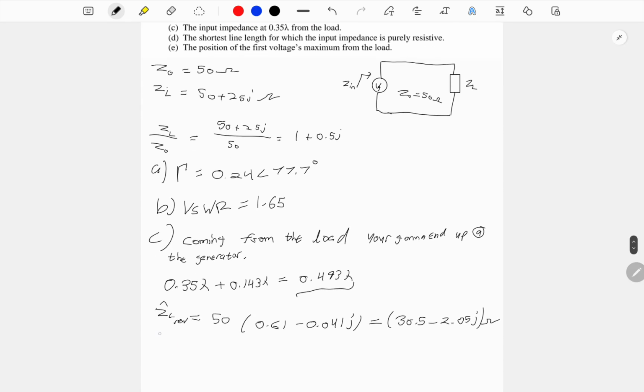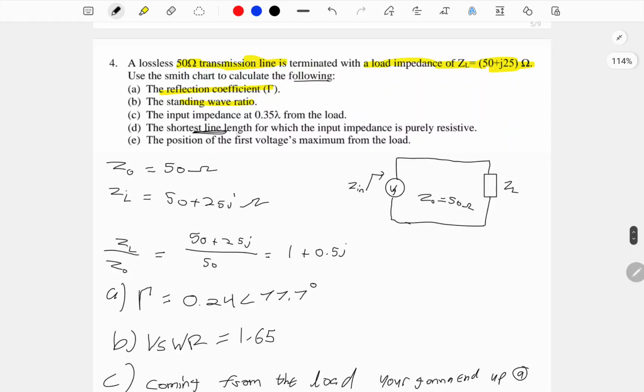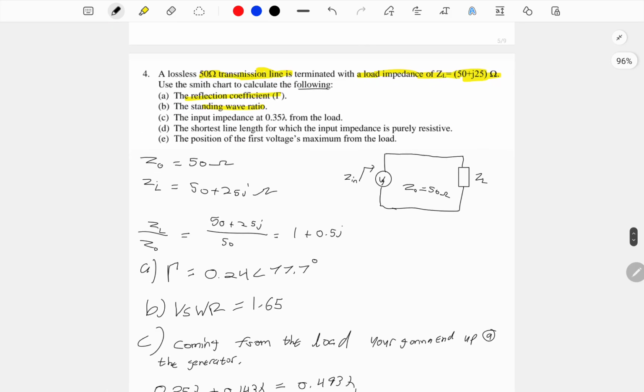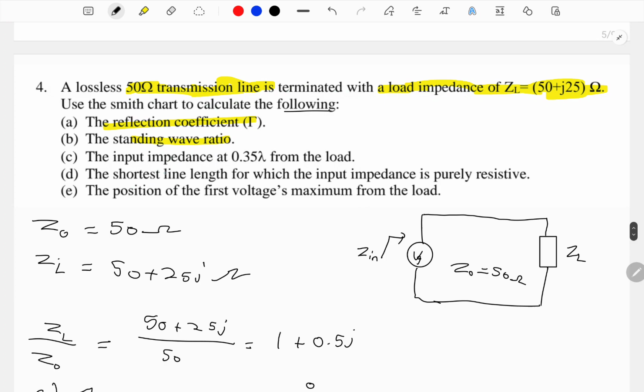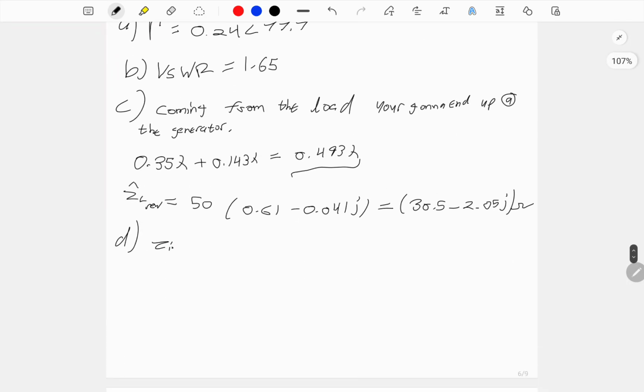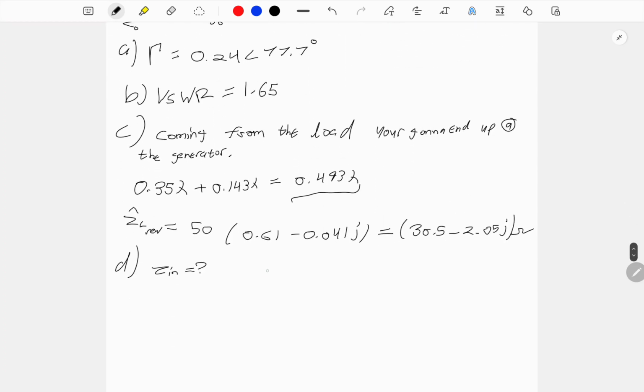And now we're going to answer D. D is asking for the shortest length of the line for which the input impedance is purely resistive. So what does that mean? It has the highest resistance. If you look at this part, it says purely resistive. They want Zin, which we don't know, the input impedance. And they want the shortest length of the line, so you have to keep that in mind. They also want it to be purely resistive.